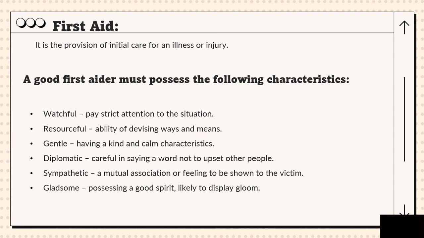First, watchful: pay strict attention to the situation. Resourceful: the ability of devising ways and means. Number three, gentle: having kind and calm characteristics. Diplomatic: careful in saying words not to upset other people. Sympathetic: mutual association or feeling to be shown to the victim. And gladsome: possessing a good spirit, likely to display cheer.